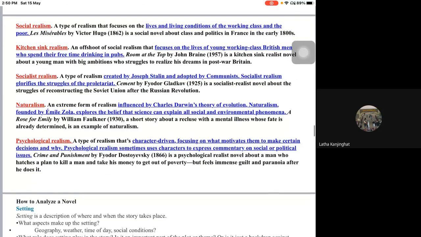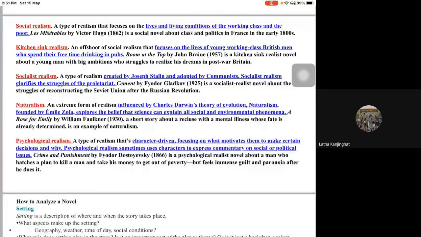Then social realism, a type of realism that focuses on the lives and living conditions of the working class and the poor. Example is Les Misérables by Victor Hugo. It's a social novel about class and politics in France in the early 1800s. And then kitchen sink realism, another branch of social realism. What is that? It focuses on the lives of young working class British men who spend their free time drinking in pubs. So the reality in the lives of these men, as soon as the work is over, going to the pubs and drinking, that kind of working class life. Room at the Top by John Braine is a kitchen sink realist novel. That's an example of a young man with big ambitions who struggles to realize his dreams in post-war Britain.